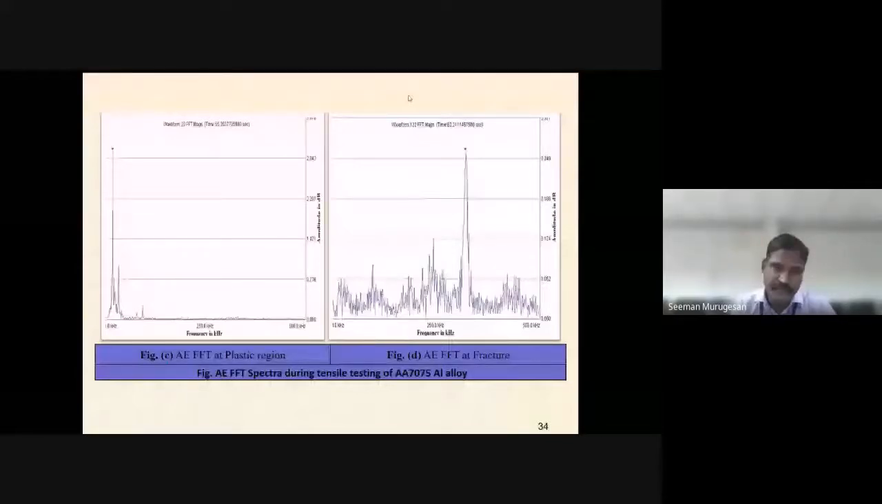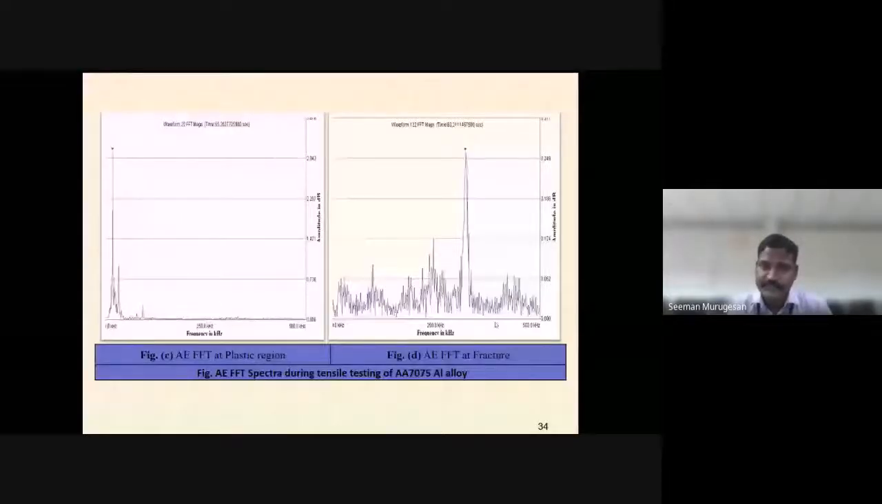Then the intensity will also be observed around 45 kilohertz. A rapid, sudden increase in the amplitude indicates the plastic region.